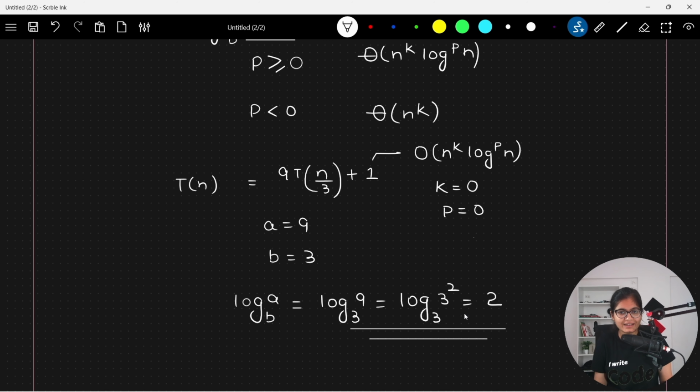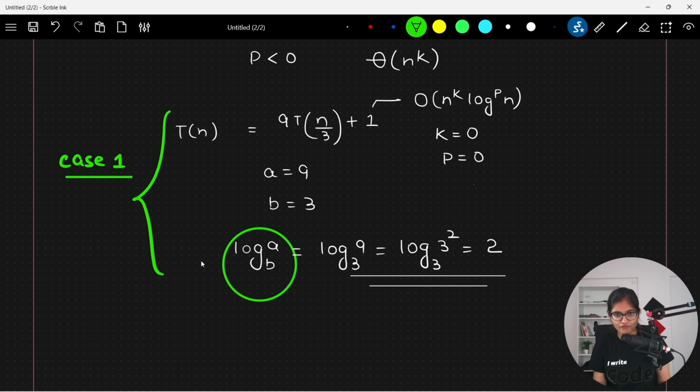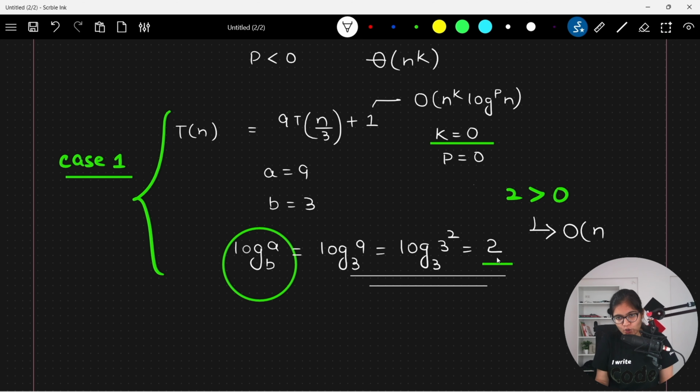Now that is where we came under the category of case number 1. Why do I say case number 1? Because here we need to compare the value of log of a base b and the value of k. By comparison, we see that this value 2 is greater than the value of 0. Whenever we encounter this case, we already discussed that the time complexity is n to the power of whatever value you get as log of a base b. Here we get 2, so it will be n square. So this is our final time complexity.